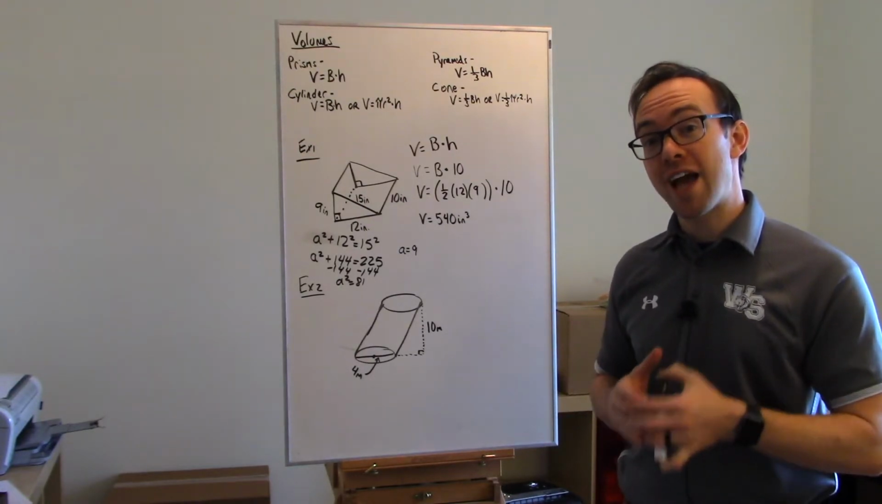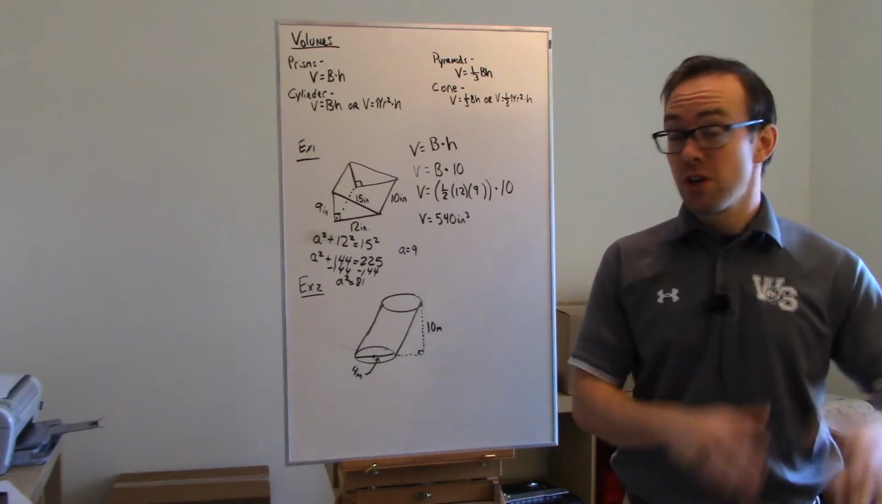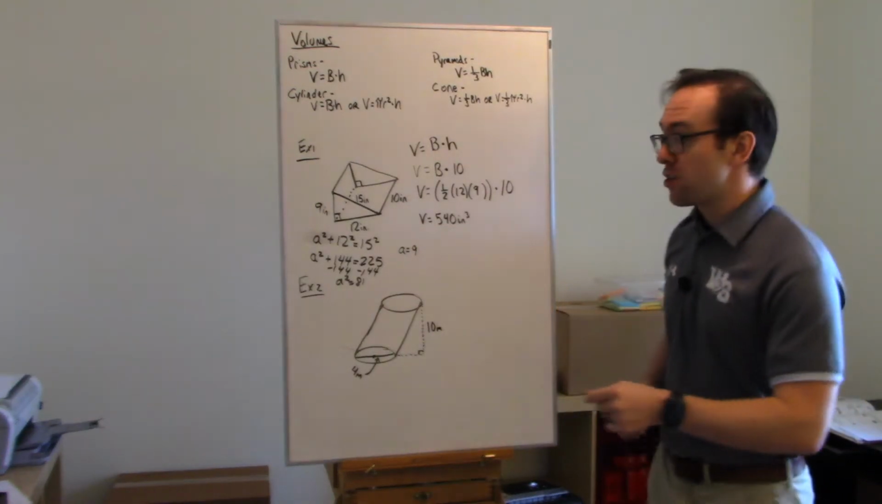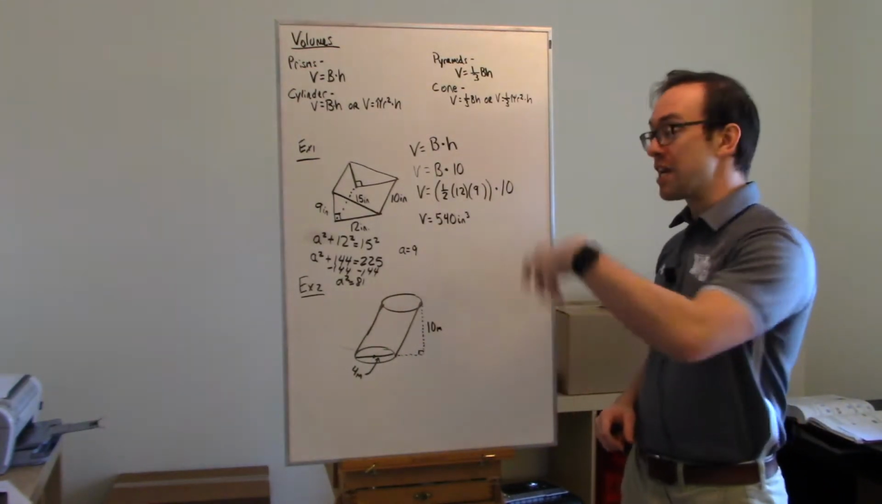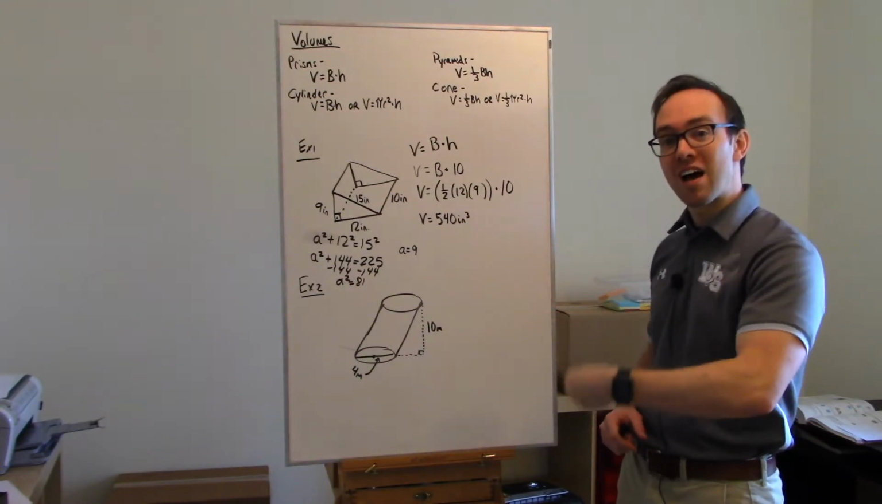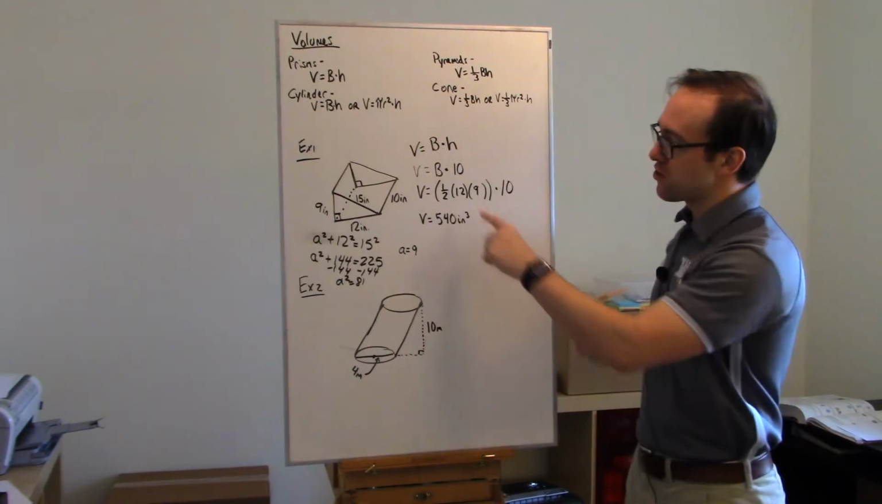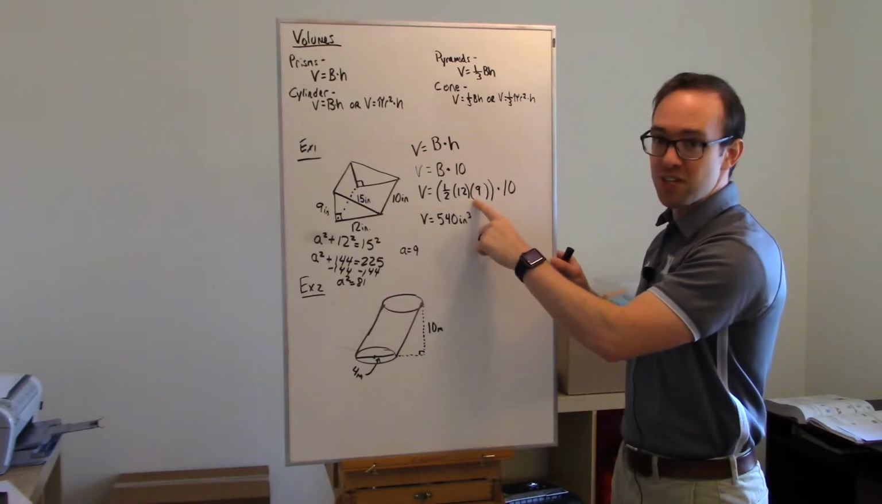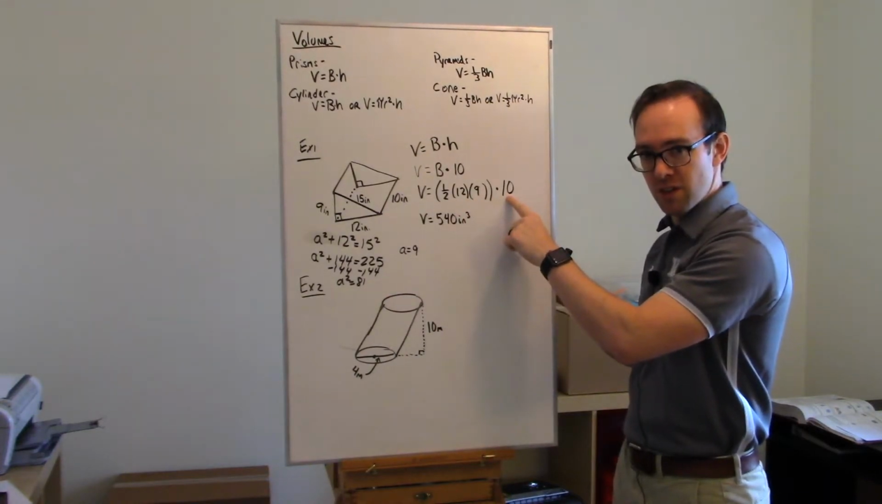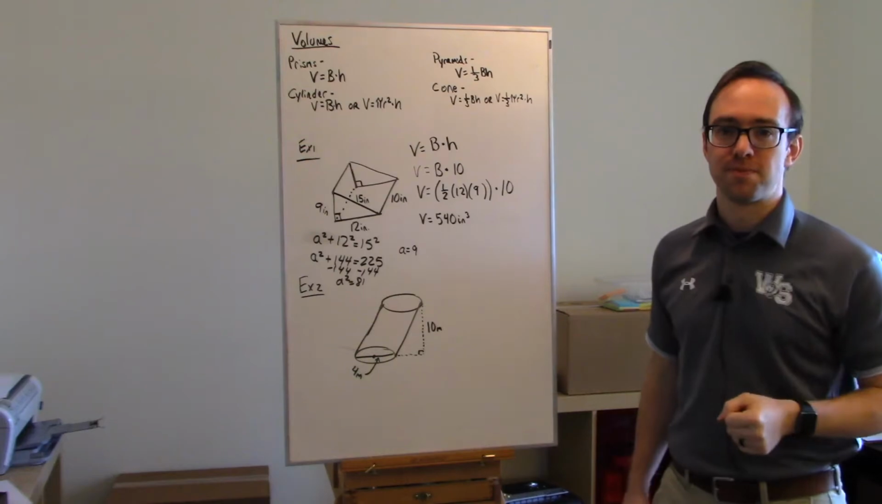With volume, you're always going to have the units cubed, because in every single one of your formulas, you're going to have the area of the base, or the squared units, times another one of those units. So we had inches times inches times inches. So inches cubed.